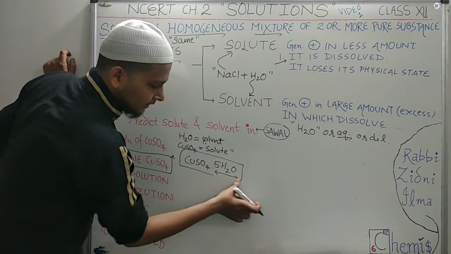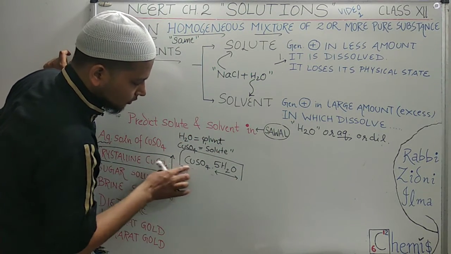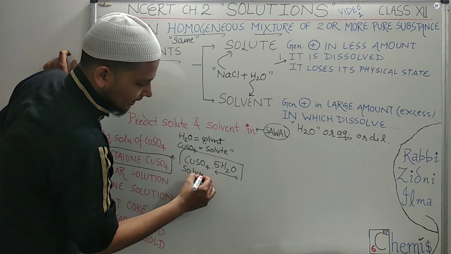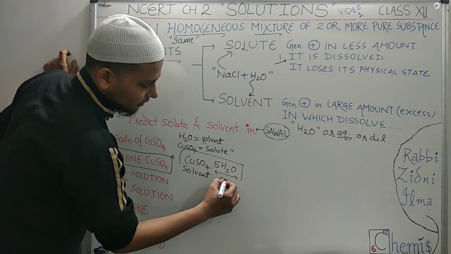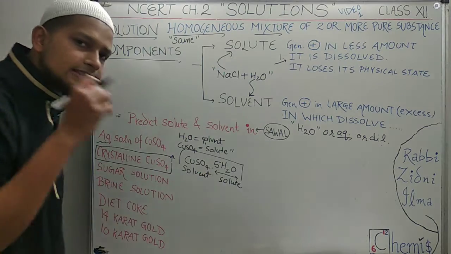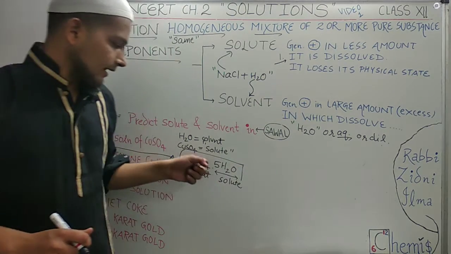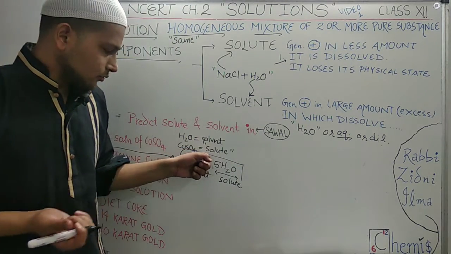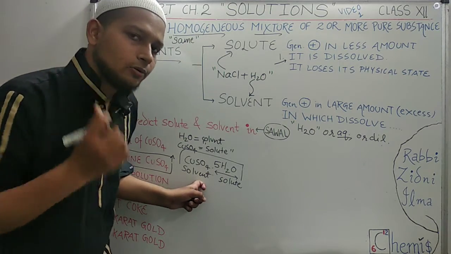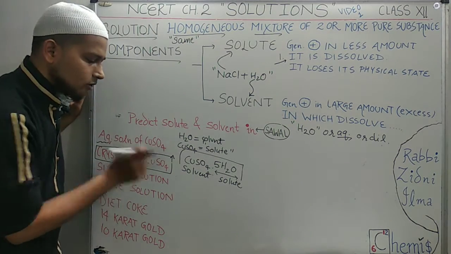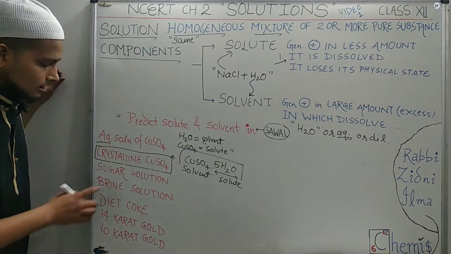Now in this particular case, CuSO4 will be our solvent and water will be our solute. So the water of crystallization is solute and copper sulfate is solid, therefore it is the solvent, and in the question we have solid crystalline copper sulfate. So next is sugar solution.